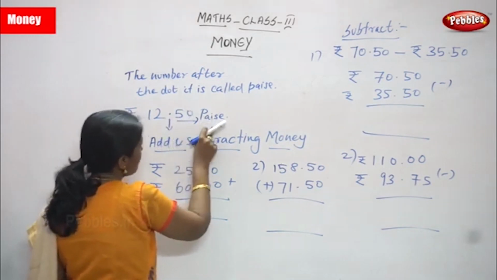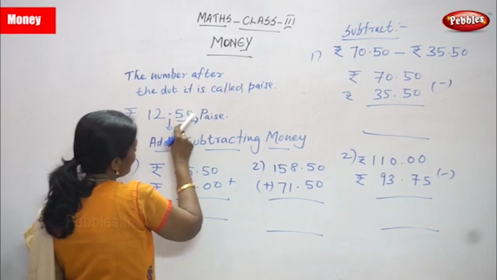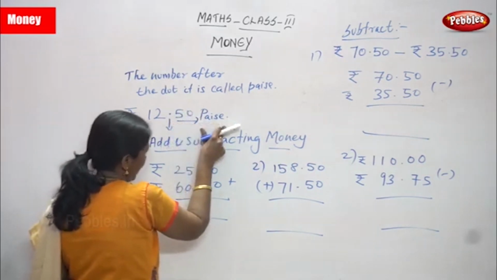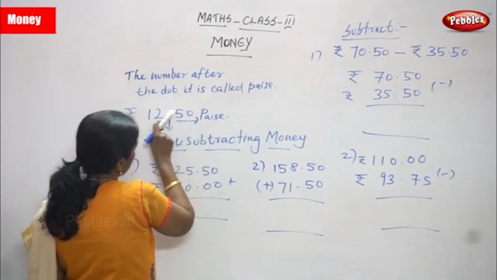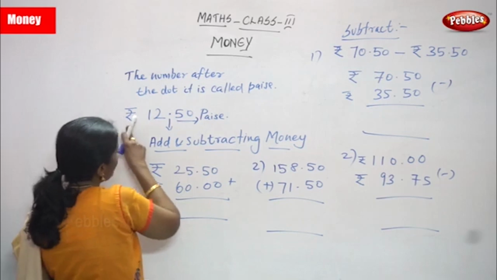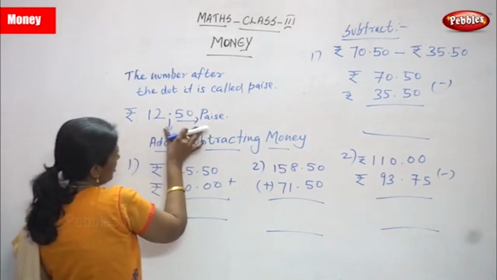It is called paise. After the dot we have to write 50. This 50 we can consider as paise. Before the dot, the number we have written is rupees. So rupees and paise: 12 rupees 50 paise.